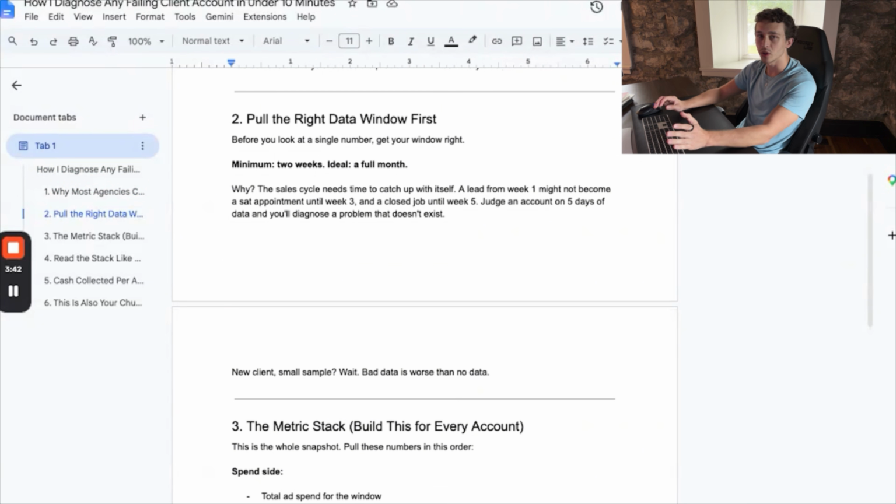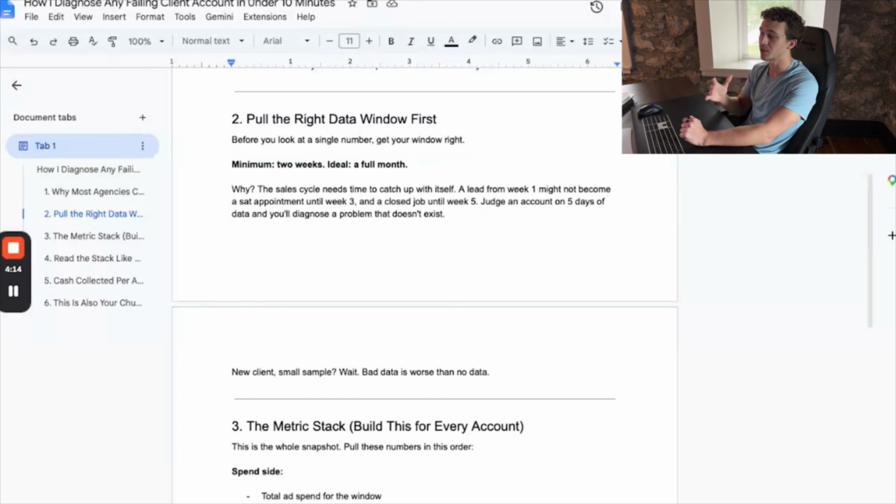So what you want to do first is pull the right data window. Before you even look at a single number, get your window right. At minimum, we'll look at a minimum of 2 weeks' worth of time. Ideally, it's going to be a full month, sometimes even 2 or 3 months, depending on how long that client has been with us. The reason is the sales cycle, from when you are running ads and generating leads to your clients actually closing deals. For my clients, it's a higher ticket product and service, so the sales cycle needs time to catch up with itself. So you need to give it an ample amount of time.